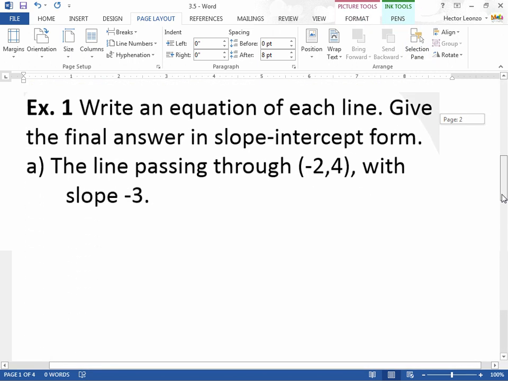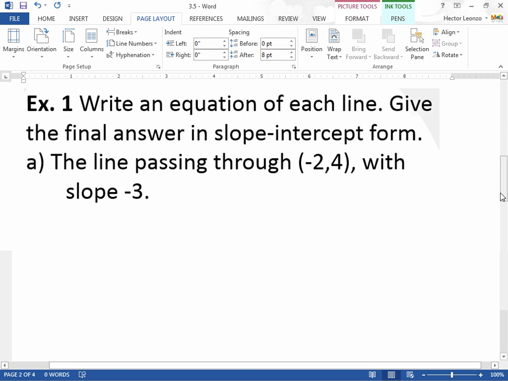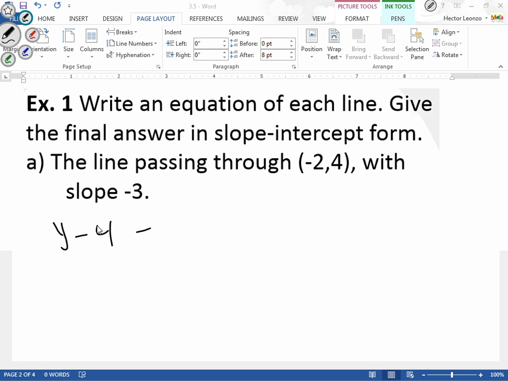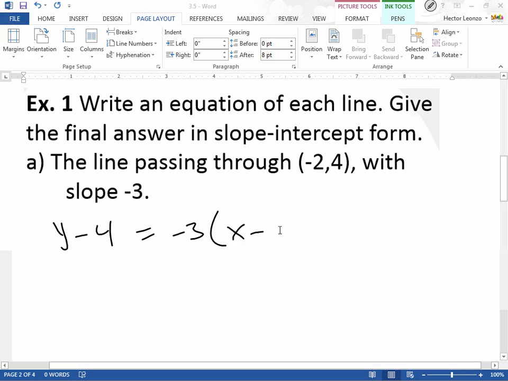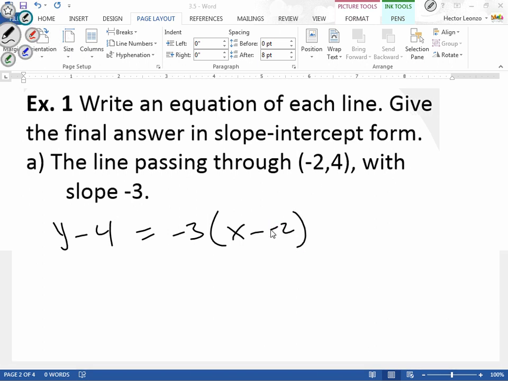Let's take a look at an example. Write an equation for each line, giving the final answer in slope-intercept form. The line passing through the point -2, 4 with the slope of -3. So the way I'm going to write this, I'm going to go y minus, my y value is 4. It's equal to, my slope is -3, so that's going to be the outside. And on the inside, I'm going to have x minus the x value, in this case, -2.